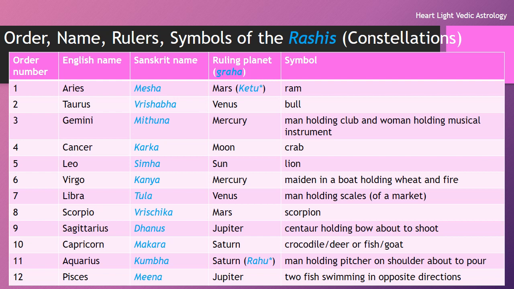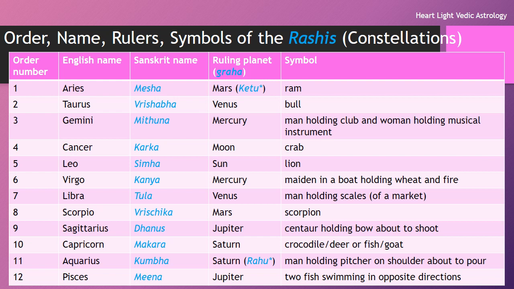The 10th constellation is Capricorn. The Sanskrit name is Makara. The ruling planet or Graha is Saturn. And the symbol here, it can be several things, but basically it can be like a crocodile with like I think the chest of a deer, or it can be like a fish / goat, some sort of strange creature. Sometimes people talk about it almost like a dragon or some sort of mythical creature. I've seen it in different ways. You've got to use your imagination a little bit to get at that one.